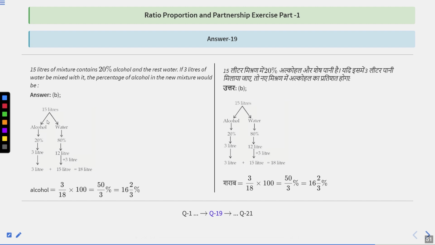Now 15 liters, we have alcohol and water, in which 20% is alcohol, 80% water. When we calculate it, in 15 liters we get 3 liters of alcohol and 12 liters of water. We add 3 liters of water. Clear? So water will become 15 liters and alcohol will be constant, which is 3 liters. So total mixture will be 18 liters. Now the new percentage of alcohol in the new mixture: 3 liters of alcohol in the total 18, multiplied by 100, which is 16 2/3%. Next one.